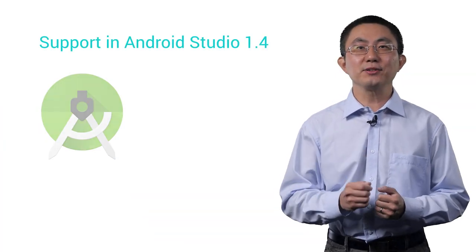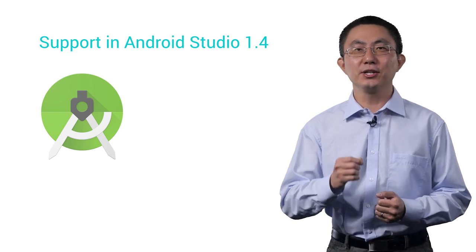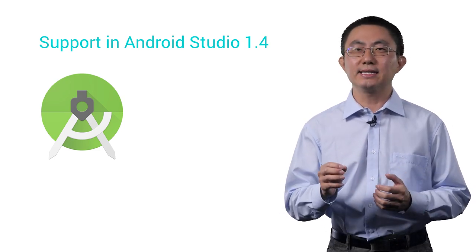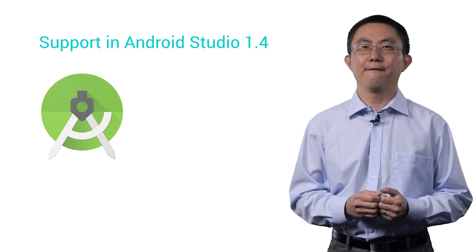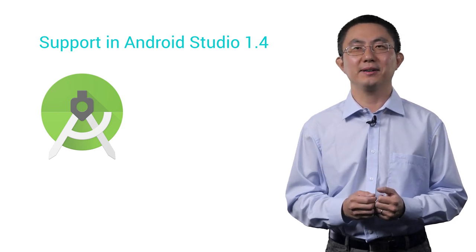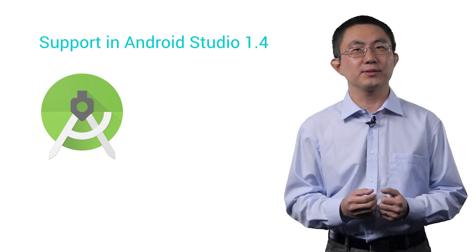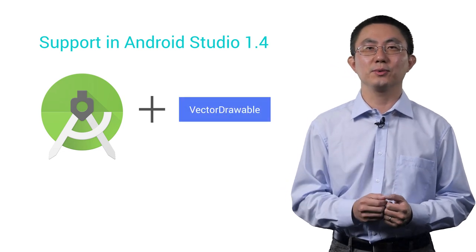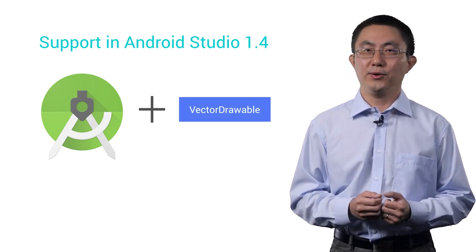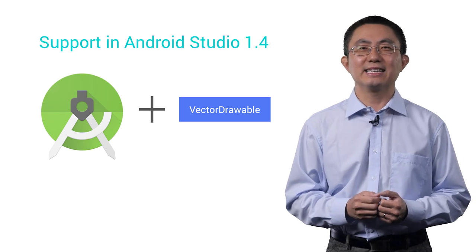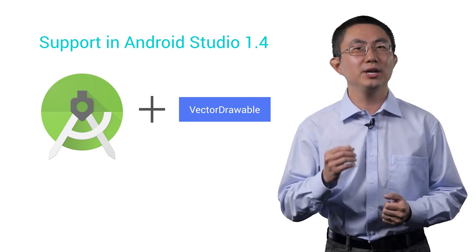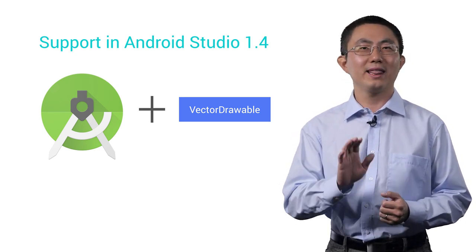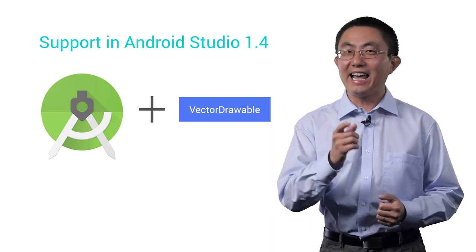In Android Studio 1.4, we introduce a new tool for you to either easily pick one vector asset from the Material Design Icon library, or convert your own SVG files into vector drawables. Moreover, you can use this vector asset even when you are building against pre-Lollipop releases without any code change. That is very cool, right?